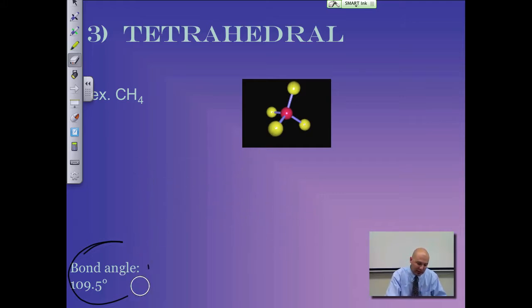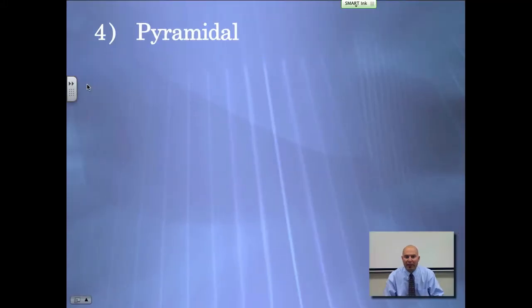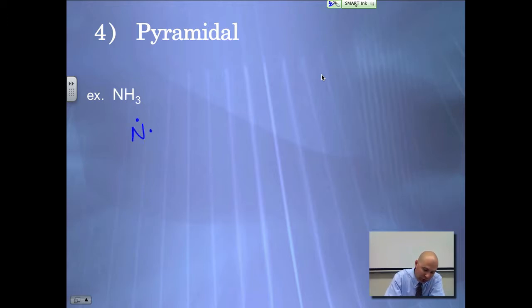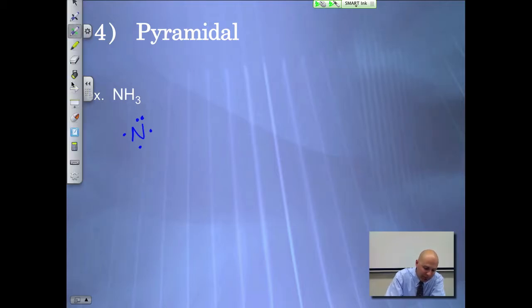Going to the next shape. The next shape is a pyramidal shape, or pyramidal. All right, obviously it looks like a pyramid. If we take a look at an example, nitrogen with 3 hydrogens. Okay, so nitrogen, 1, 2, 3, 4, 5. Hydrogen, 1 with 1 available, 1 available, 1 available.